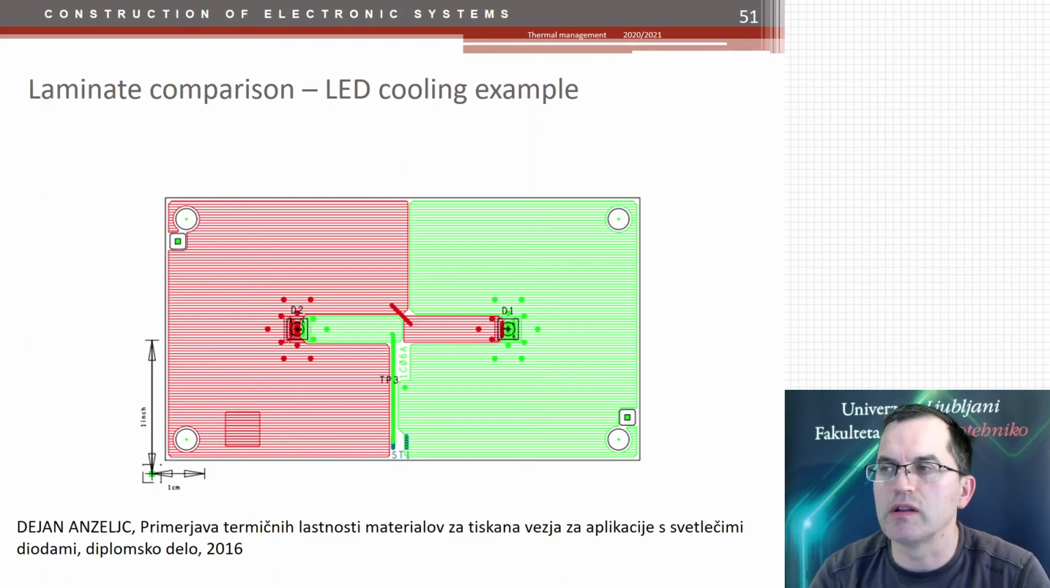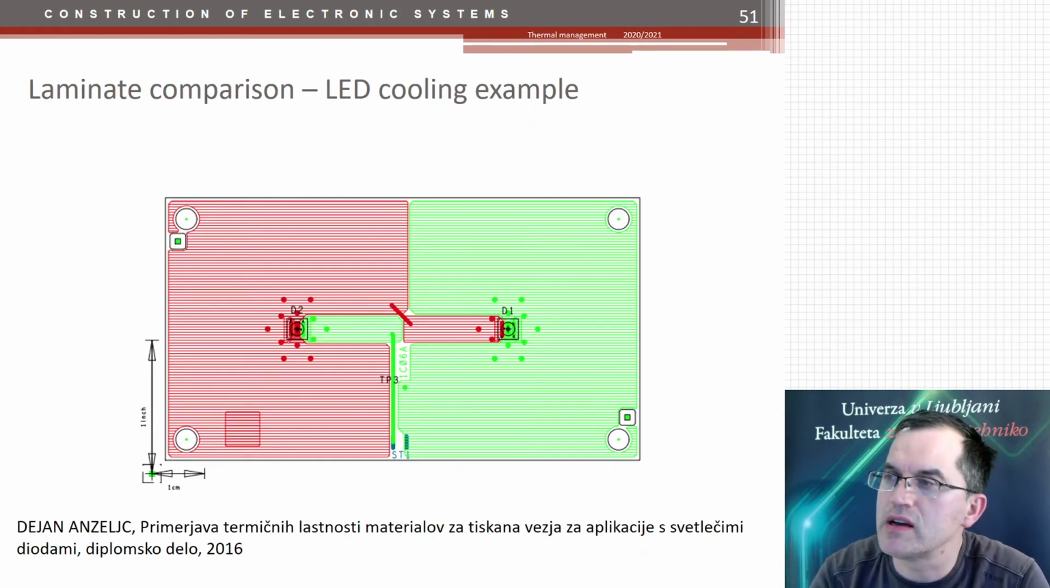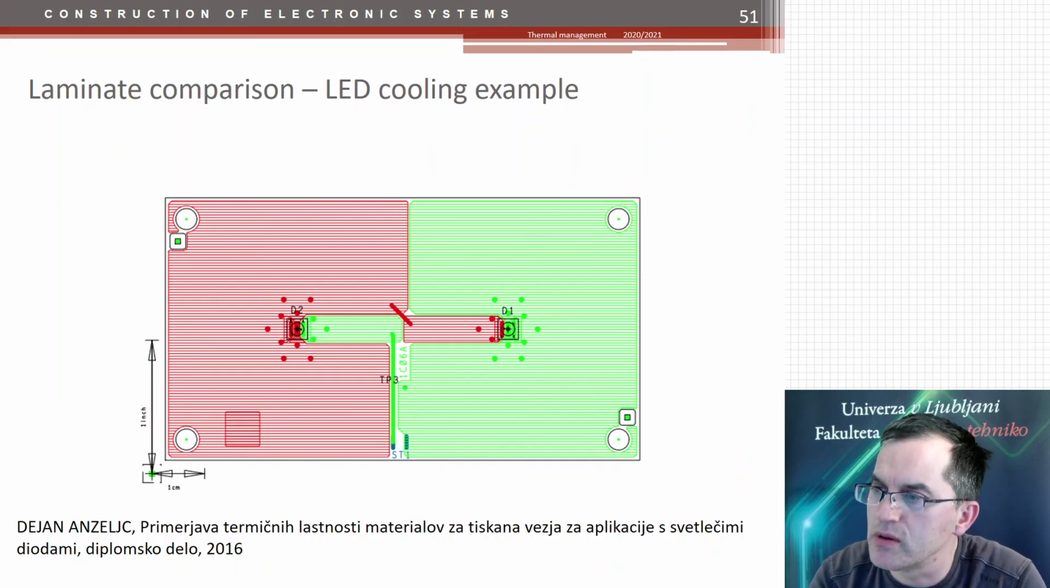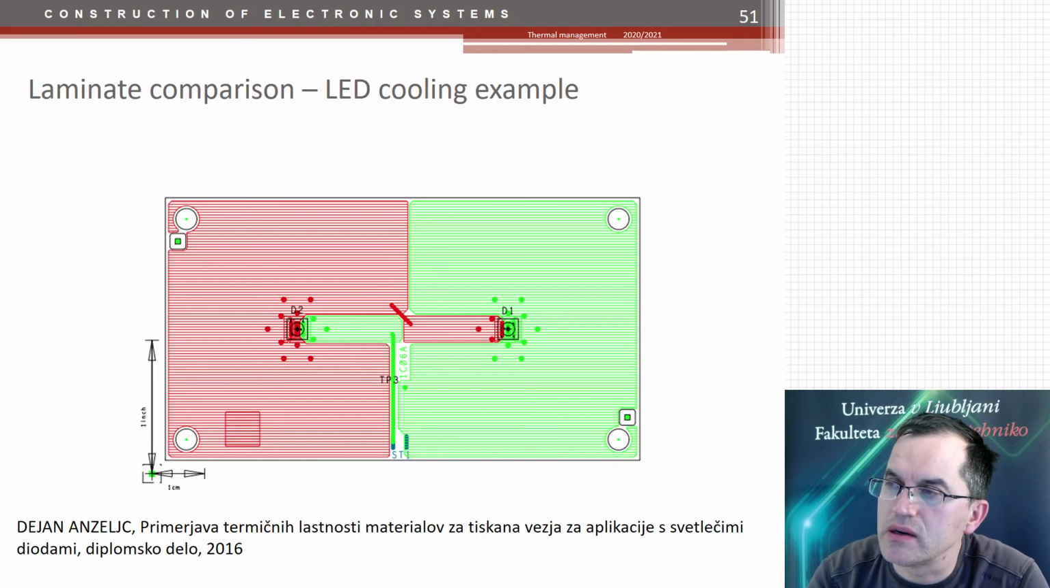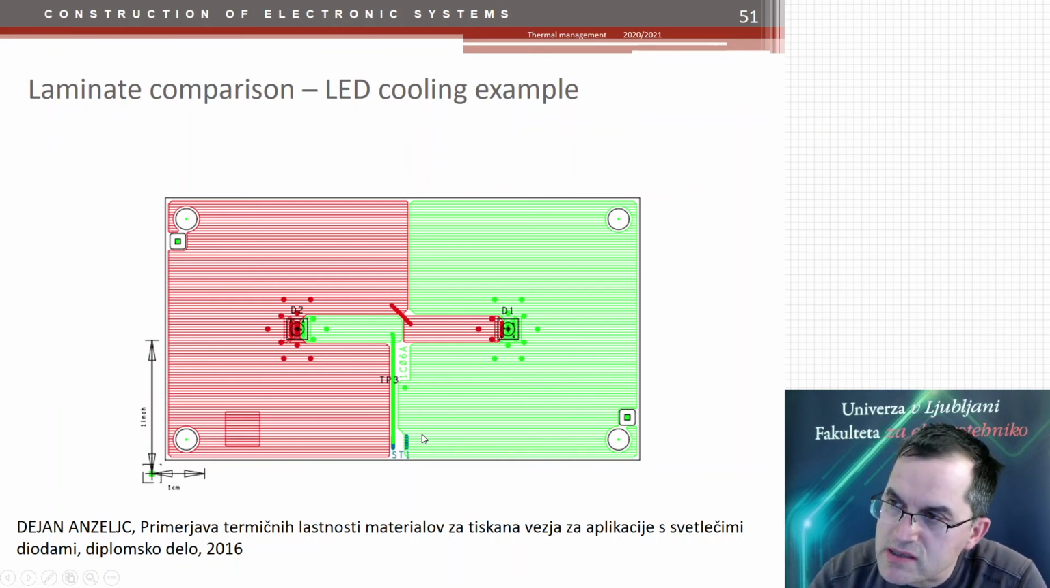So for the end, I will give you a simple example from one of my master students, or actually a diploma student, who is working in Gila Saturnus on the LED light sources. And here he did an experiment with different laminates for the LED diodes. This is his design. These are two LED diodes that he powers with this big ground and power planes.